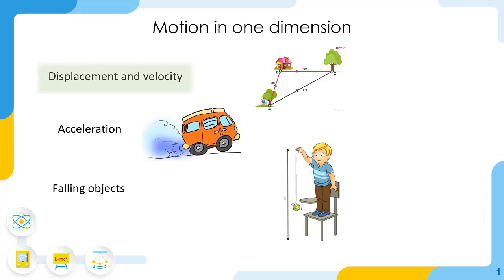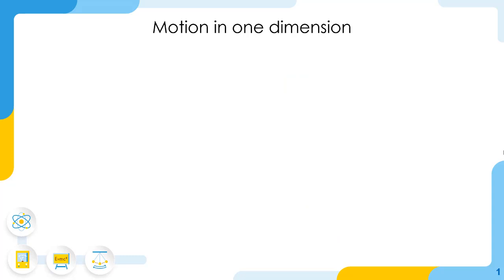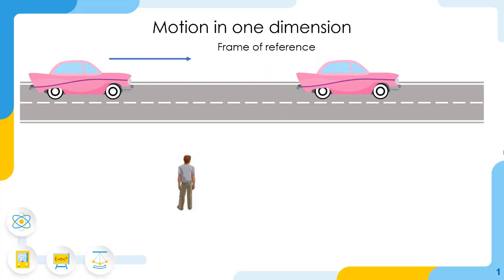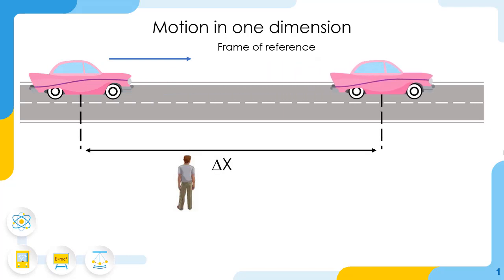So when we are studying displacement, the first thing to do is choose a frame of reference. This is a fixed perspective that you use to measure changes in position. If we are measuring the motion of a car on the highway, our frame of reference might be by the side of the road watching the car move. This allows us to measure the changes in position of the car, delta x, and we have to always make sure that the frame of reference is fixed for the entire problem.